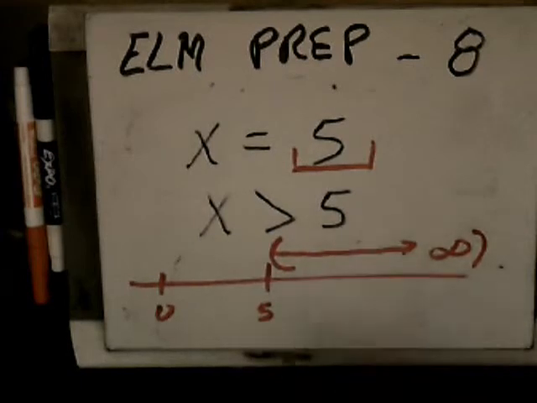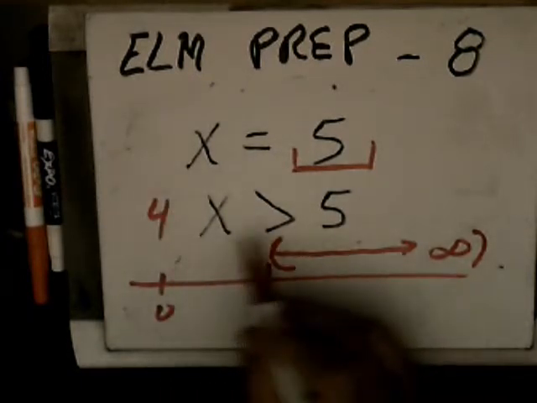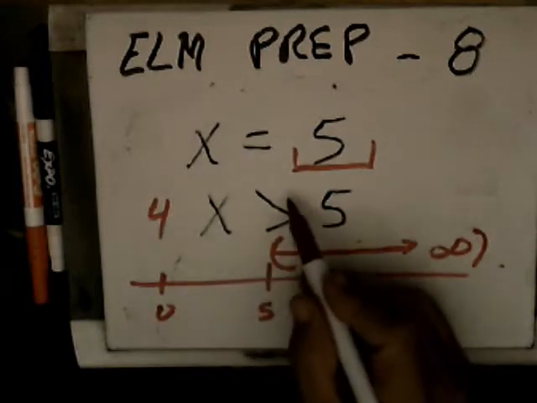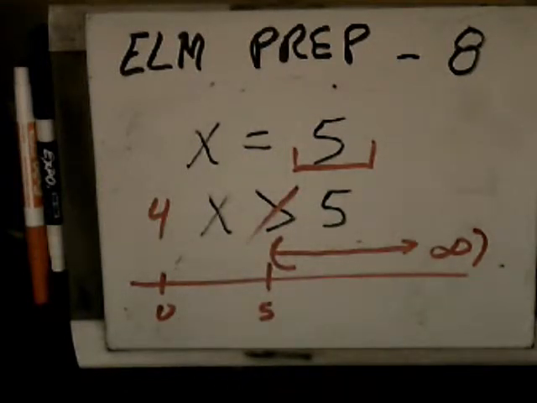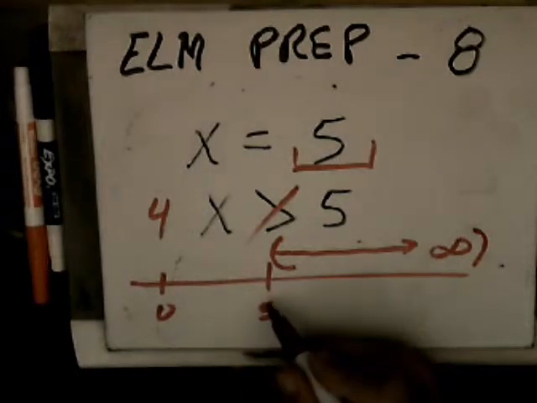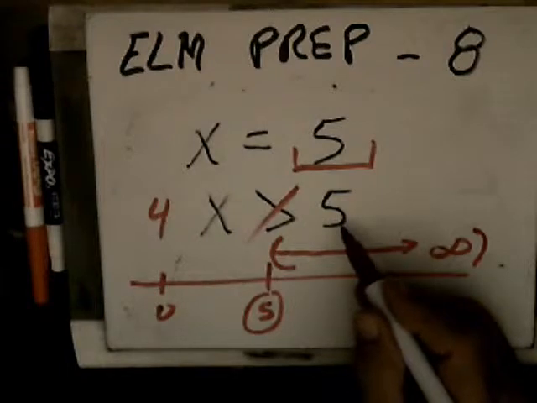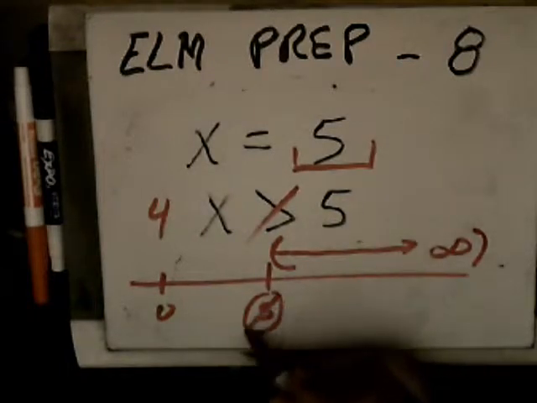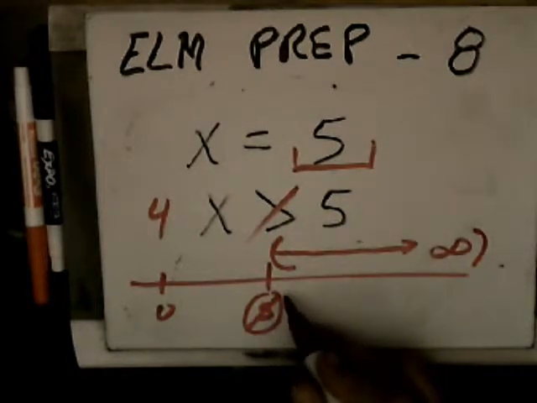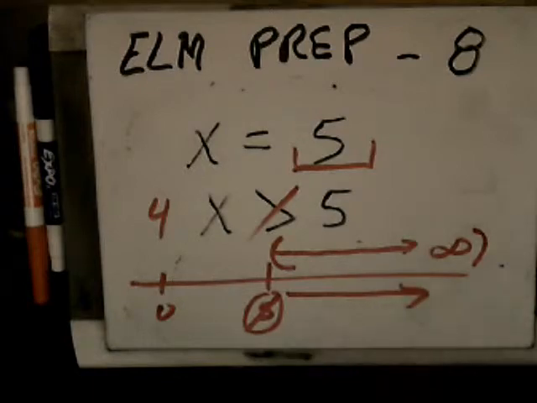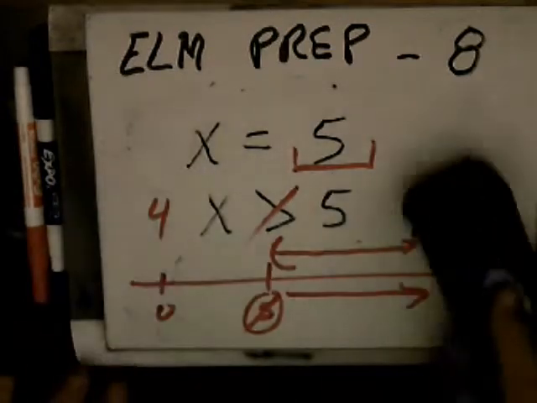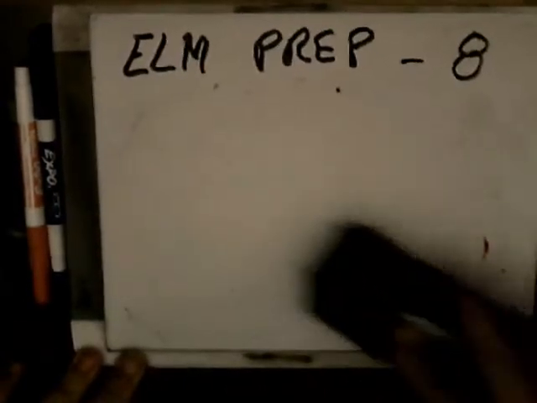X could be 6, and that would make it true. If x equals 4, then it's not greater than 5, and so it's a false statement. So anything down below 5, 5 included, if I said it was 5, 5 is not greater than 5, it's equal to 5. So this would be a false statement. I could not include 5. It has to be something greater than 5. All right. So the inequality symbol can be a little tricky.